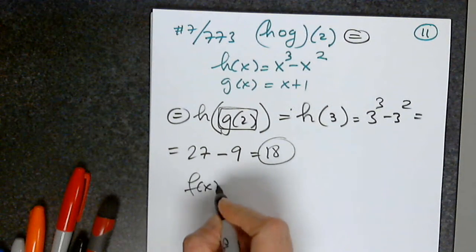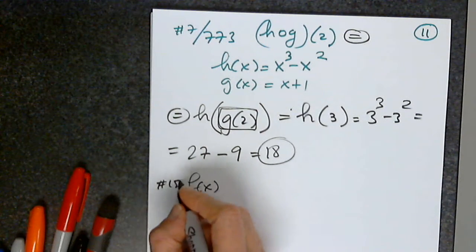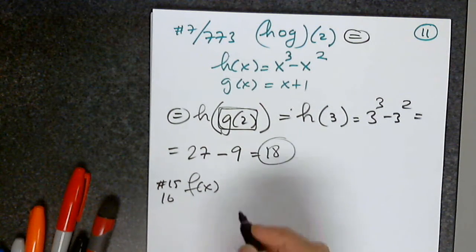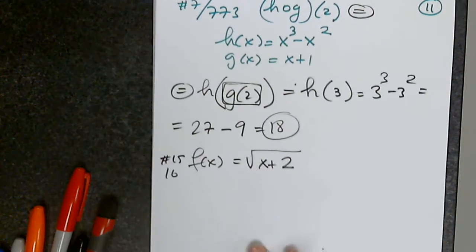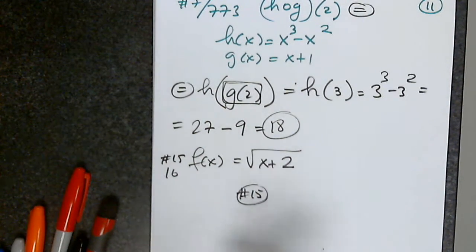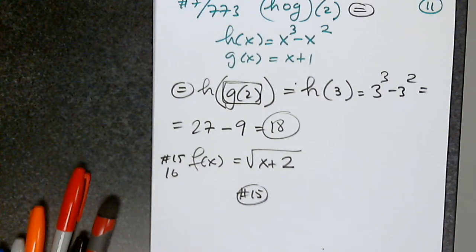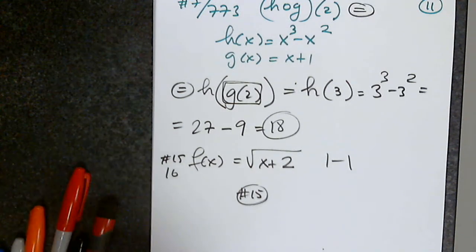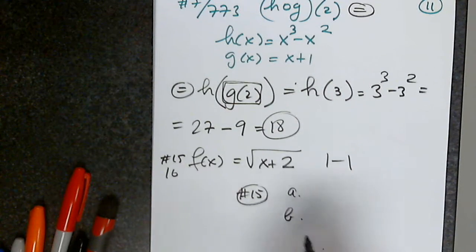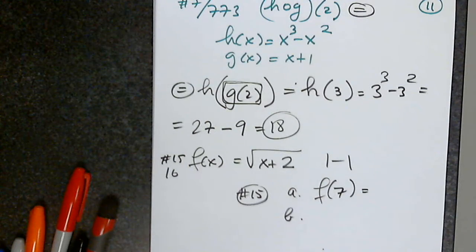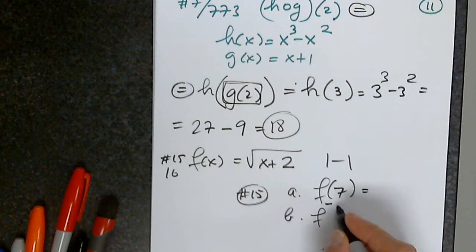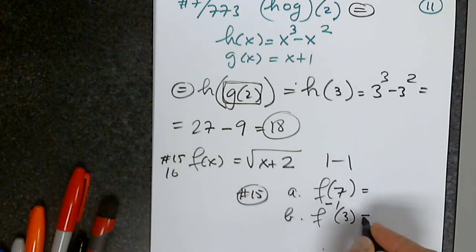F of x, this is problem 15 and 16. F of x is the square root of x plus 2. In problem 15, we are told this function is 1 to 1. We know the graph, and by the horizontal line test it is 1 to 1. Find the following. In part A, for 15, we're asked to find f of 7. And in part B for 15, we're asked to find f inverse of 3.